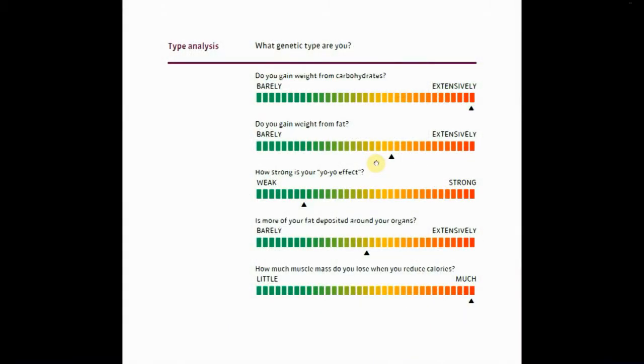All right, the next question, how strong is your yo-yo effect, the rebound effect? So you've lost weight, you start eating more again, and then you are right back where you started within a few weeks or months. Some people have a very strong yo-yo effect, so they rebound very quickly. Others have a very weak rebound effect. It just means that if your arrow is down here, you need to stay disciplined, because otherwise all of the work that you're putting in, all of the energy that you're putting into weight loss is going to be for nothing, because you're back to where you started within a short time.